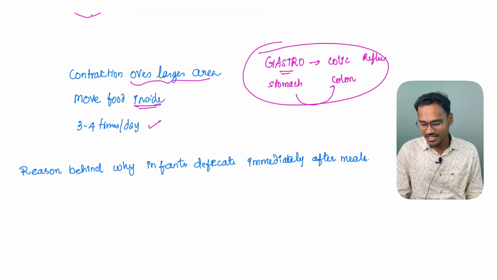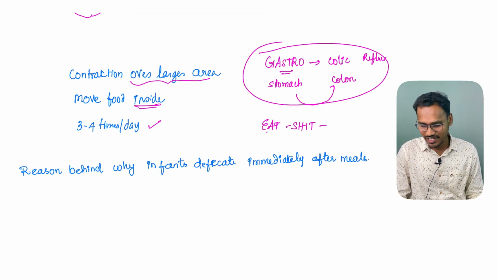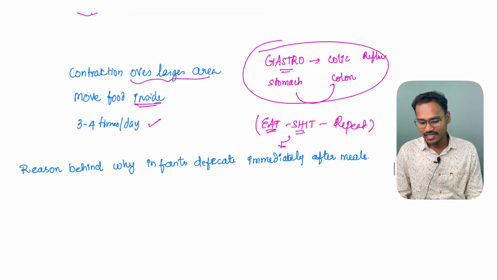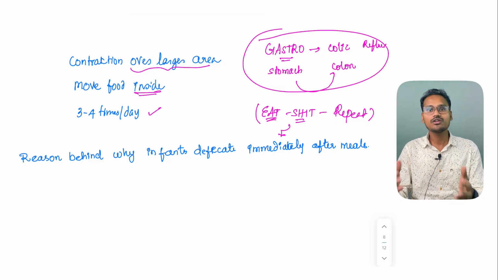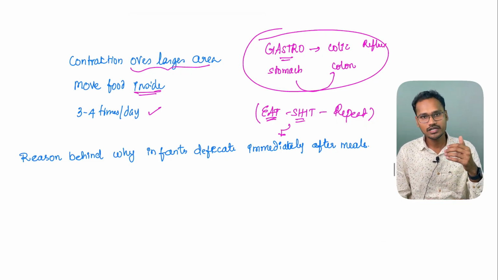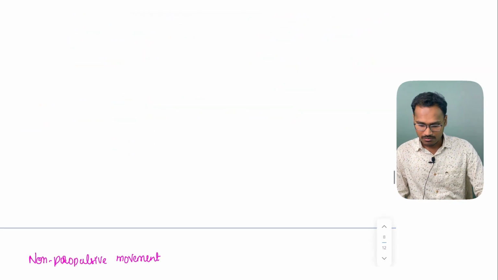Parents sometimes get annoyed by this, and the baby will repeat it. Why is this happening? Because of the gastrocolic reflex. The baby cannot control it. It is not well controlled in an infant. That's why when they are fed and the food reaches the stomach, they will immediately go for the restroom. So this is what happens in infants.